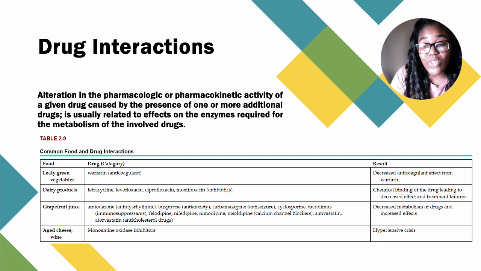Grapefruit juice reacts with all kinds of things, but really what grapefruit juice does overall is that it decreases the metabolism of drugs, and it also leads to increased effects with some. We won't go into the details with each one of these classifications of drugs, but just know that grapefruit juice really reacts with a lot of things. Aged cheese and wine definitely react with something called monoamine oxidase inhibitors, and this is one of our psychiatric drugs. Again, we won't go into too much detail about why, but just know that the result is hypertensive crisis.